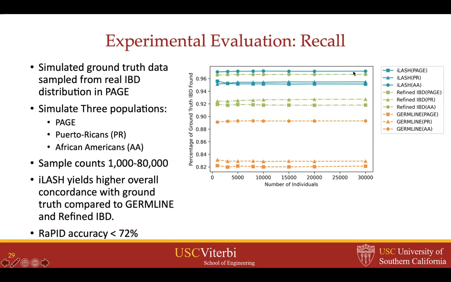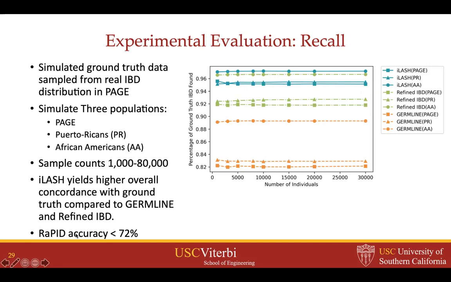This is an experiment on the recall: how much of the ground truth we recover. We simulated data using the same kind of IBD distribution that we found in different PAGE populations. PAGE is a multi-ethnic study, and has Puerto Ricans, African Americans, Asians, and so on. We look at every participant in PAGE, and then only Puerto Ricans and African Americans have different IBD patterns. In all three cases, iLASH, which is our algorithm, performs better than comparable existing algorithms, either Refined IBD or Germline.